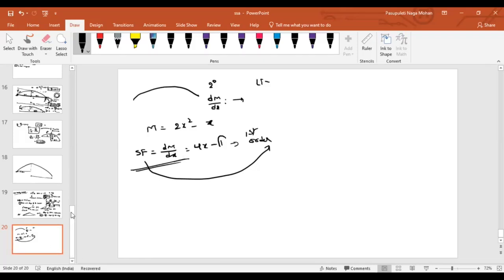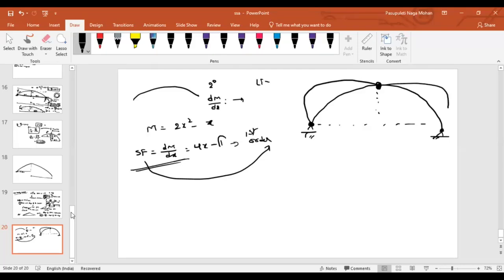Similarly, if I give you, let us say, a circular arch, it doesn't matter what the loading may be. Let us say there is a hinge here. What is the bending moment here? 0. What is the bending moment here? 0. If you draw the variation of bending moment, it might be like this: at this point 0, at this point 0, at this point 0. In between these two, there will be a maximum value.